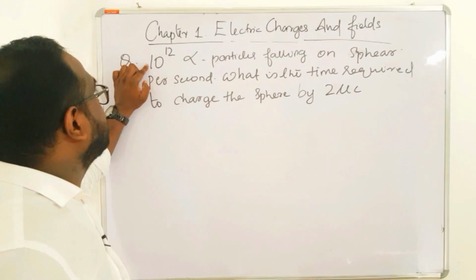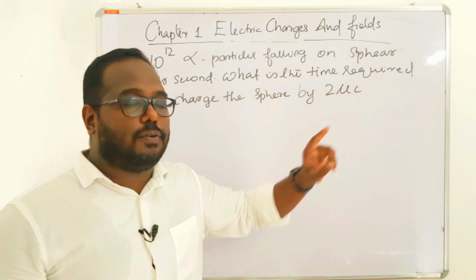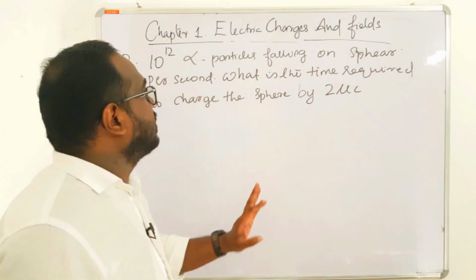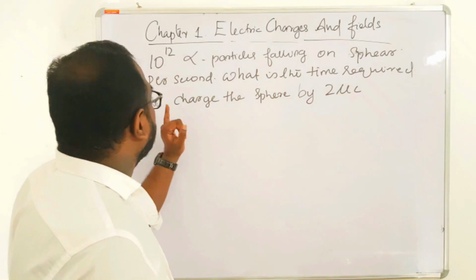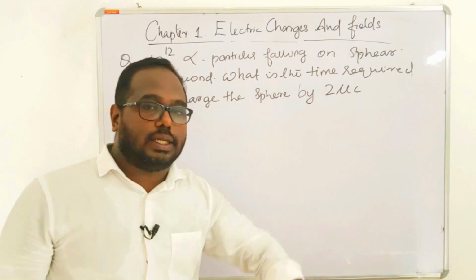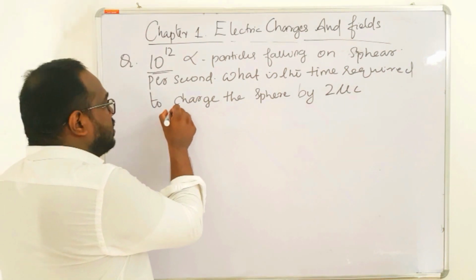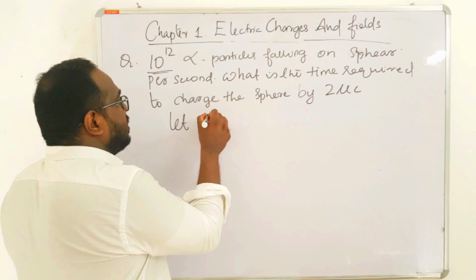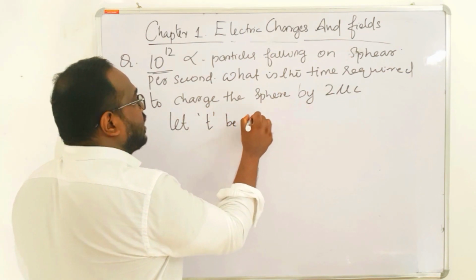This is the question. 10 raised to 12 alpha particles are falling on a sphere per second. What is the time required to charge the sphere by 2 microcoulomb? So let t be the time required.